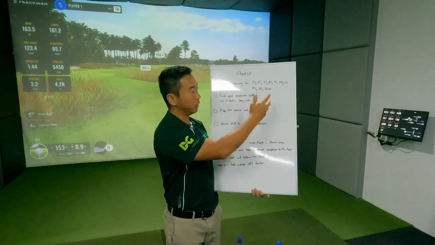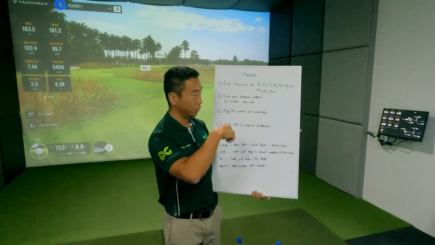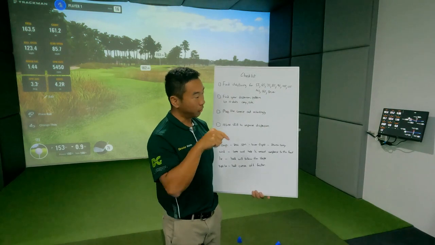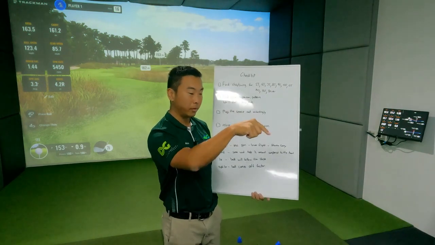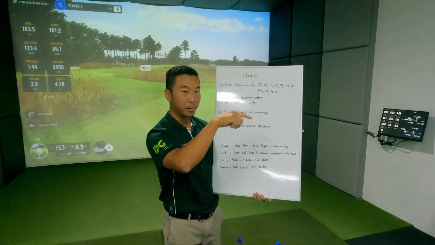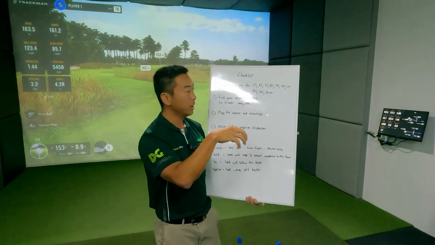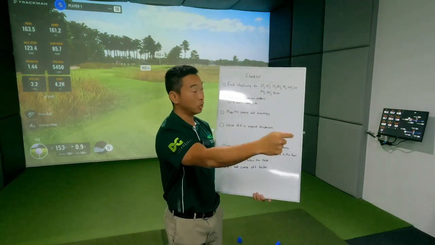So if you know your driver, for example, goes 150 meters and your dispersion circle's 10%, I can grab the cursor and then put myself at 150, draw a little circle around that 15-meter circle, and that becomes your hitting area. And then from there, you can then look at what your second shot is doing.